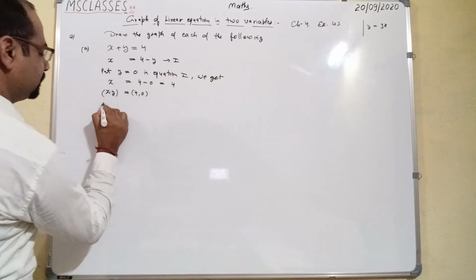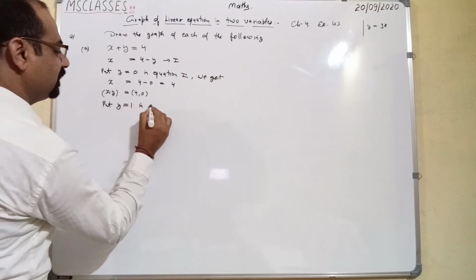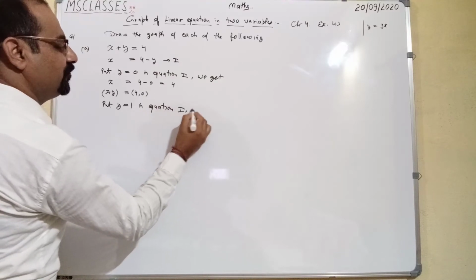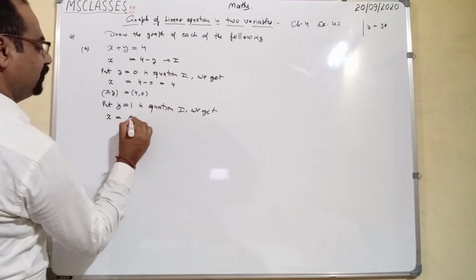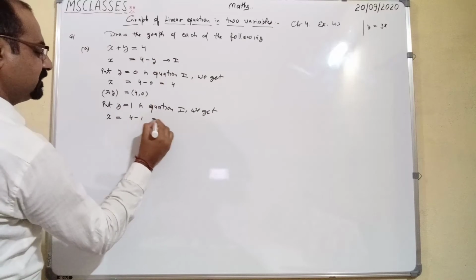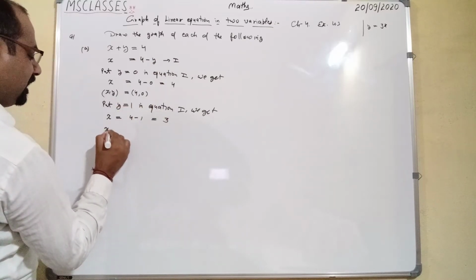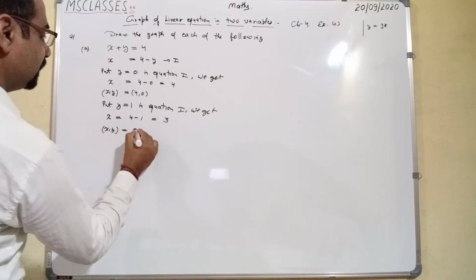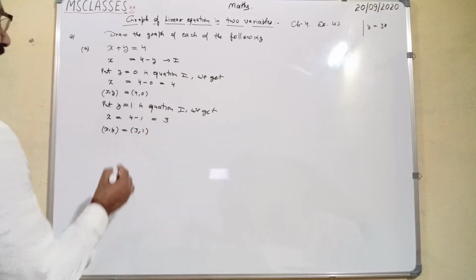Now put y is equal to 1 in equation first. We get x is equal to 4 minus y. Y is 1 and this is equal to 4 minus 1, 3. Therefore x comma y is equal to 3 comma 1. This is your second coordinate.